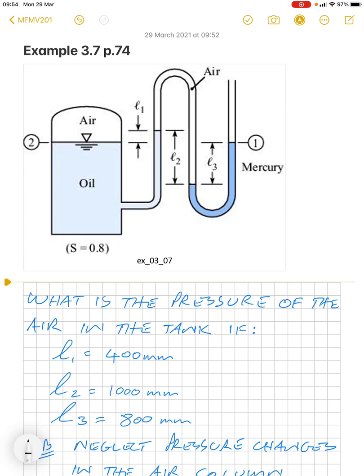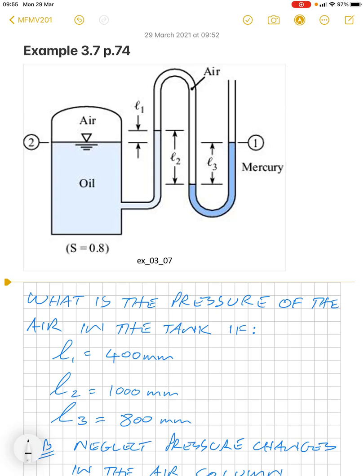Then we have a series of manometer tubes with oil in the first section, and then beyond that there's air going in the upper tube, and then in the part that sweeps downwards we've got mercury ending at point number 1. So we've got a height of the mercury, which is an indicator of the level of the oil in the system. So in this problem we're asked, what is the pressure of the air in the tank?